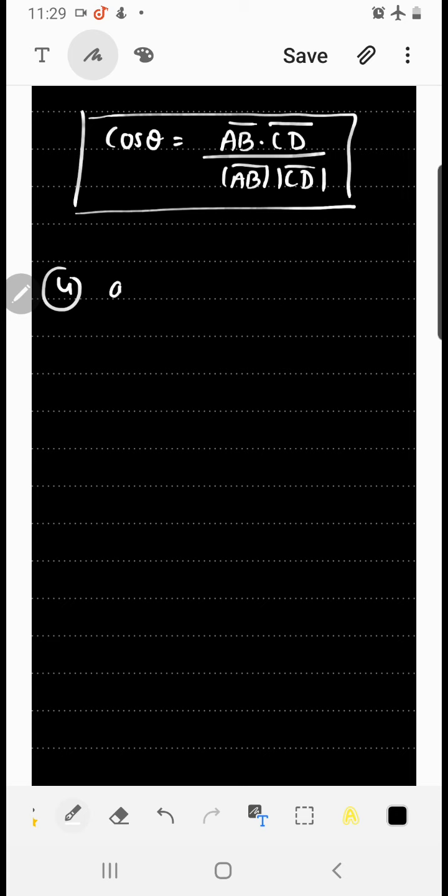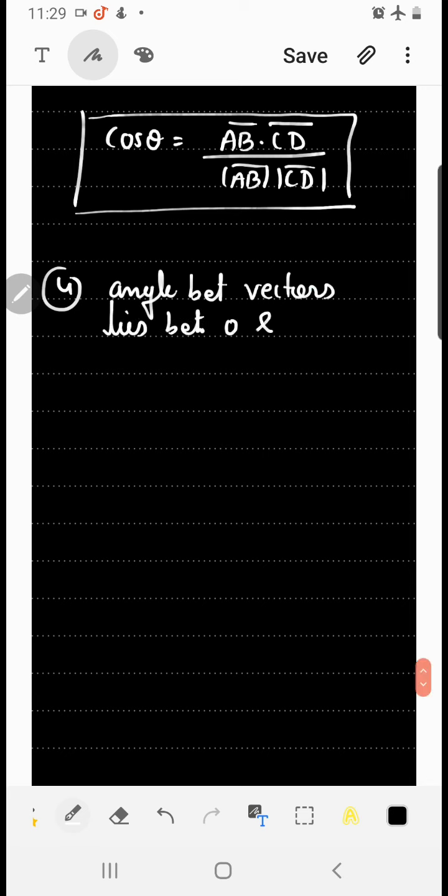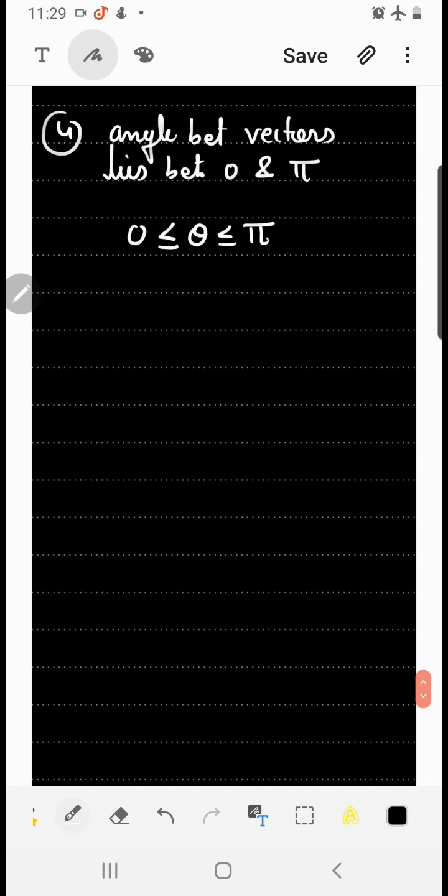Can I say the angle between vectors lies between 0 and pi? I just now explained what is the range of theta, 0 to 180. Okay, so I write 0 less than or equal to theta less than or equal to pi. Now what we are going to do at this point is divide this range into 5 parts. So let's start dividing the range into 5 parts.